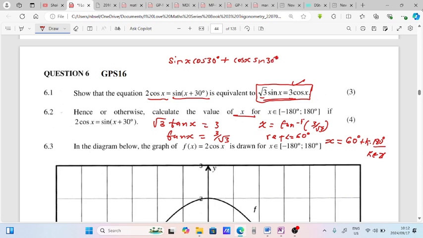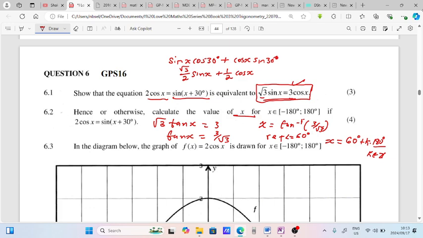So I'll give you special angles, sine and cos of 30 degrees. Cos of 30 gives square root of 3 over 2 sine x. Then what is sine 30? Plus 1 over 2 cos of x.